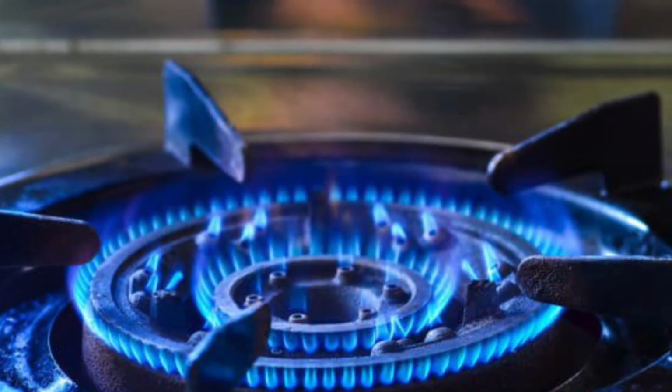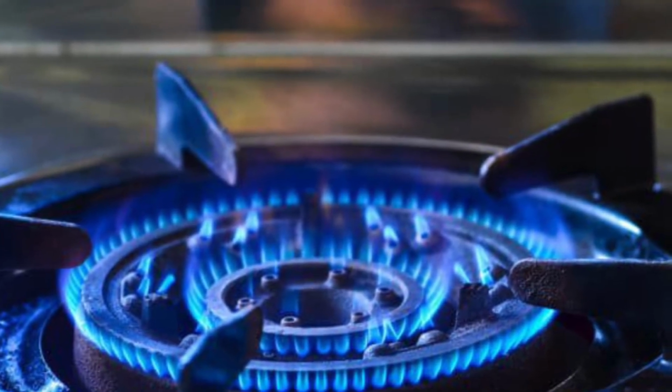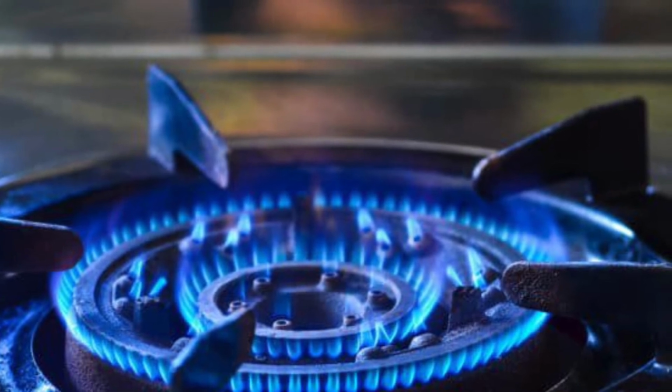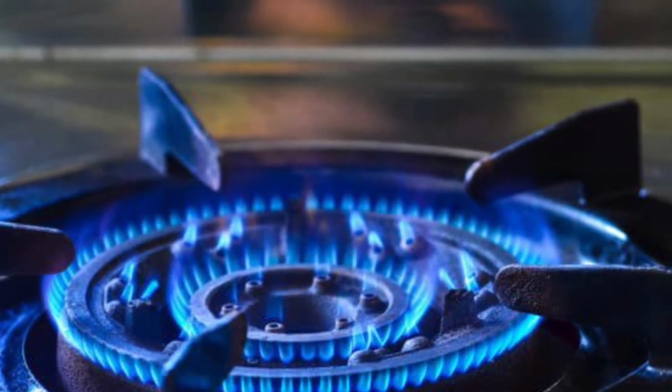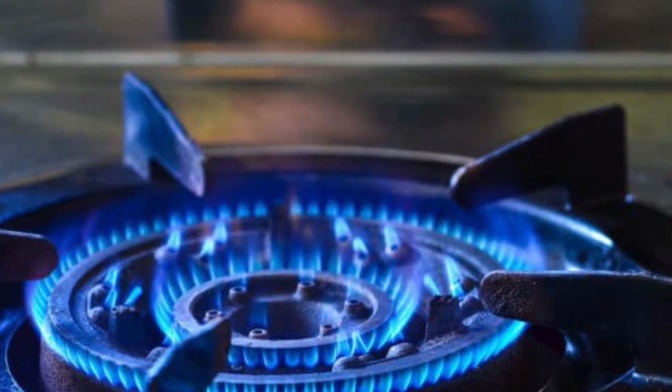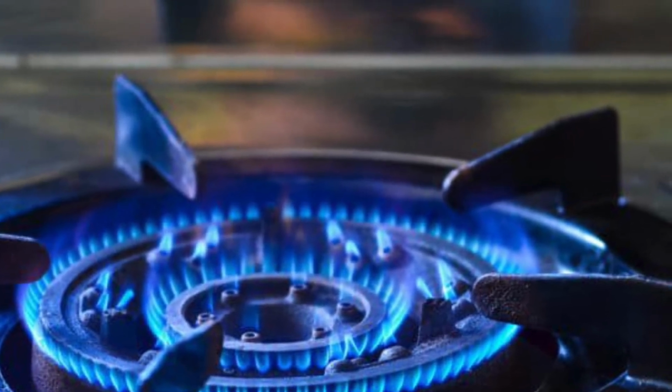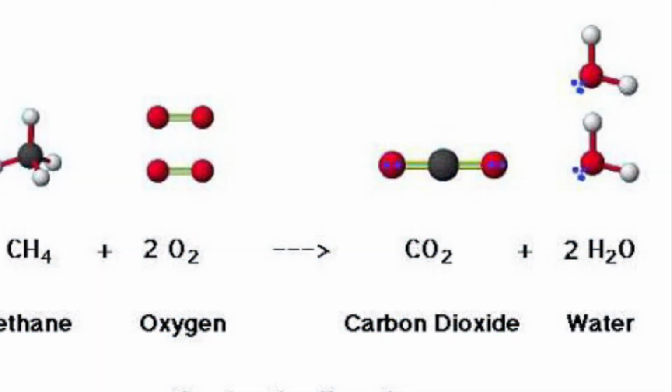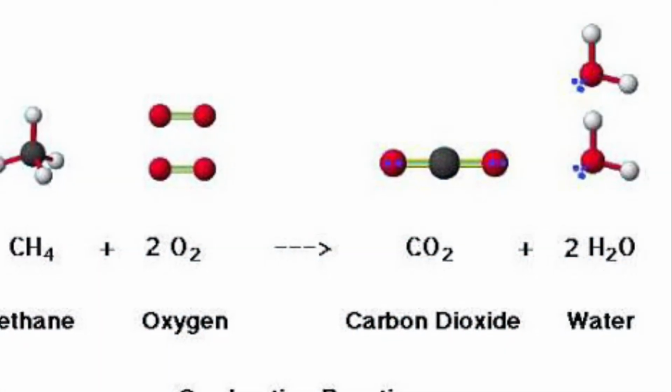An example of a combustion reaction is using the stove. Most stoves have methane, which is a hydrocarbon, and when it comes into contact with oxygen, it starts the fire and produces CO2 and H2O. This is the balanced equation for the burning of methane.